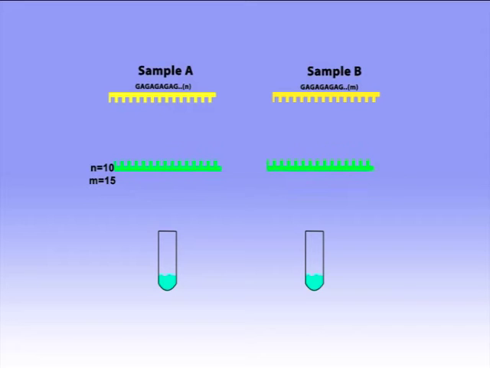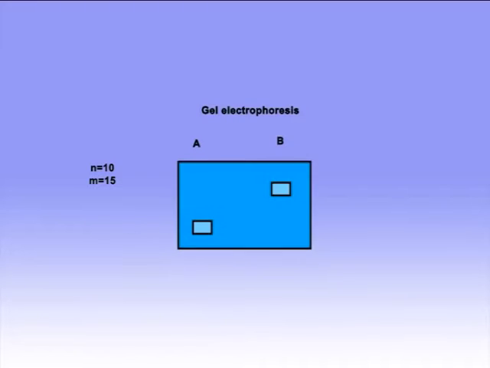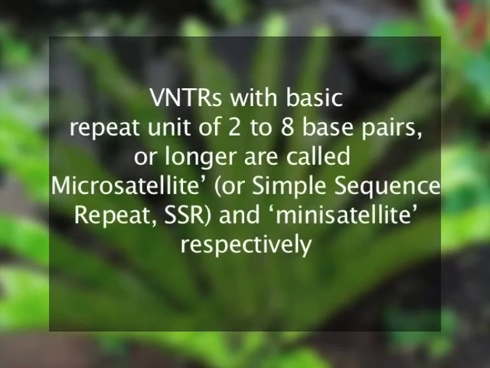VNTR technique utilizes hyper-variable regions of a genome comprised of tandemly repeated simple sequences. These sequences vary in number and hence in length and are therefore generally called VNTRs. Although the terms microsatellite or simple sequence repeat, that's SSR, and minisatellites are used where the basic repeat unit is around 2 to 8 base pairs in length or longer respectively.